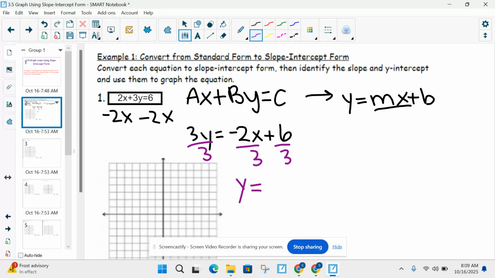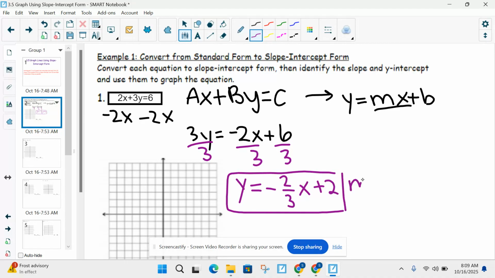So y equals, the m is your slope, so that would be negative 2/3 here. So we're going to pull out the fraction and write the x next to it, and then plus 2. So that is the equation in slope-intercept form, where the slope is negative 2/3 and the y-intercept is 2.